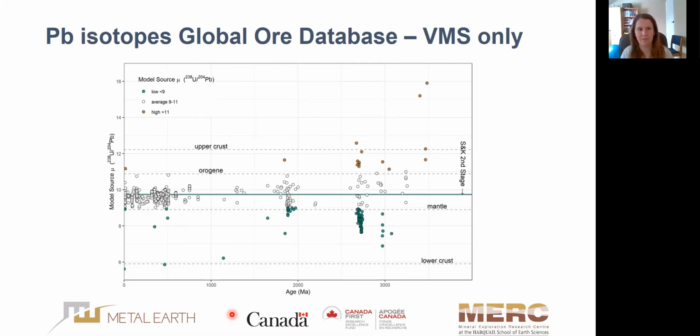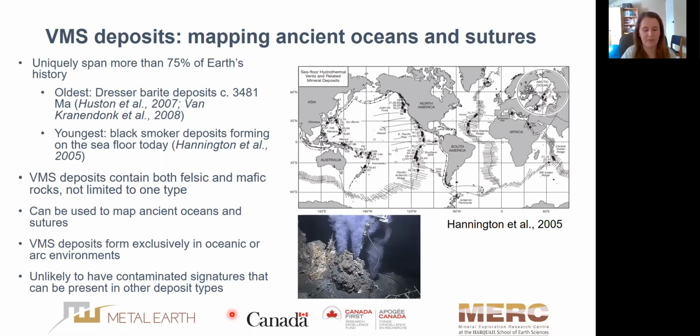I'll just quickly, for one slide, go into why we consider VMS deposits to be a bit more reliable. They uniquely span more than 75% of Earth's history. The oldest ones go back to almost 3.5 Ga, with the youngest ones forming today on the sea floor. The VMS deposits contain both felsic and mafic rocks, so we're not limited to one rock type, which could potentially bias our interpretations. We can use these to map ancient oceans and sutures, so there are lots of applications for plate tectonic reconstructions, which is another thing that I work on with colleagues. And VMS deposits form exclusively in oceanic or arc environments, so there's less room for contamination or weird signatures that you might get with other deposit types. So we can rely on data from VMS deposits to be an accurate representation of the sources that formed those minerals.